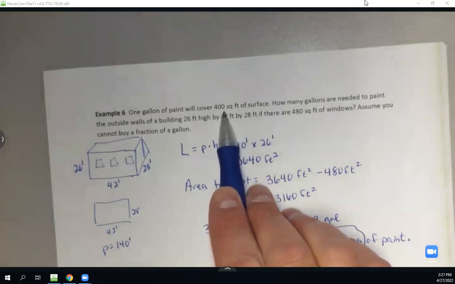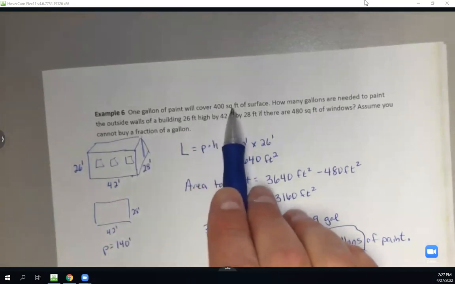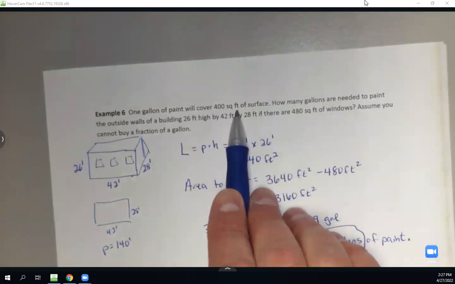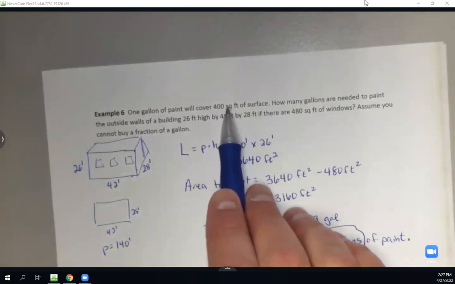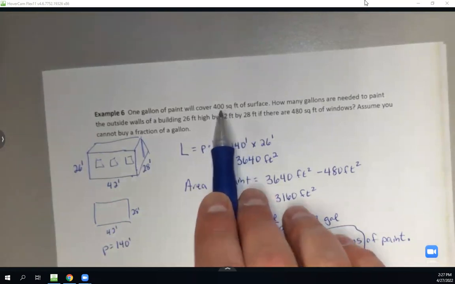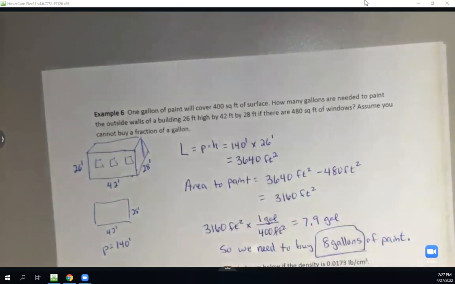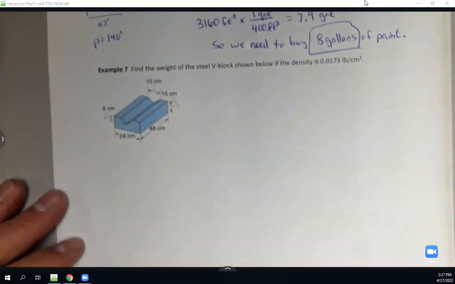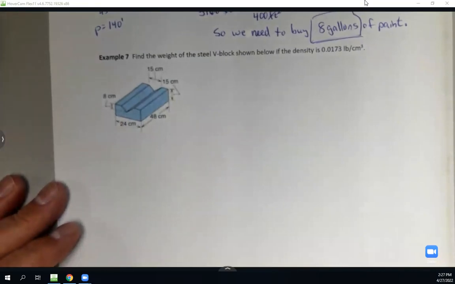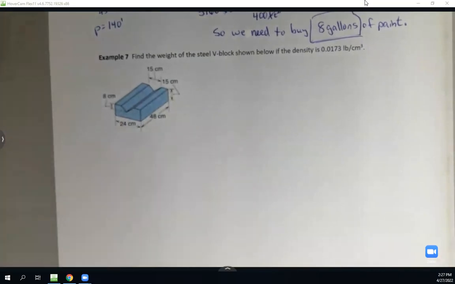Now, I do want to make it clear, that's not an absolute conversion fact, right? Different paints may cover more or less surface. So for this particular paint, 1 gallon will cover 400 square feet. Unlike 1 cubic foot always equals 7.48 gallons, right? That's definite. With paint like this, that's not definite.